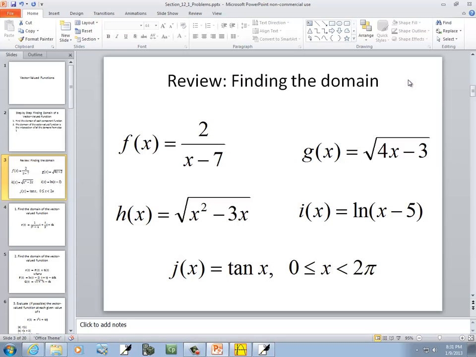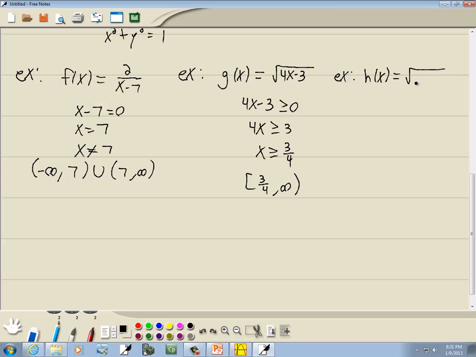H of x is equal to the square root of x squared minus 3x. This is the same idea as that. We're going to take what's inside the radical and set it greater than or equal to 0. Now, since this is a polynomial where we have a power greater than 1, you could have 2, 3, or whatever, what we do is we factor this. So factor an x out. And we'll set each one of these equal to 0.